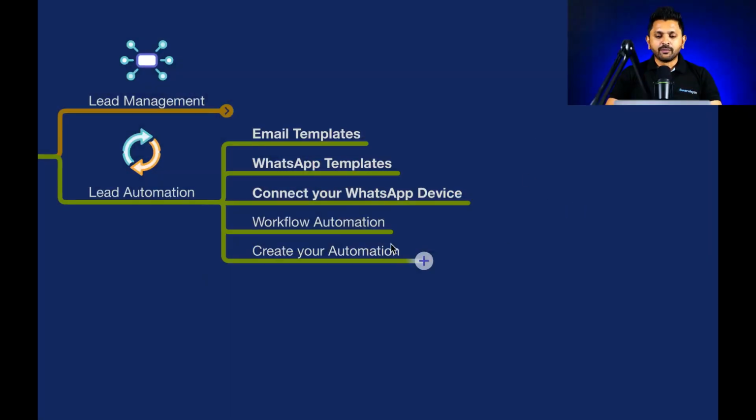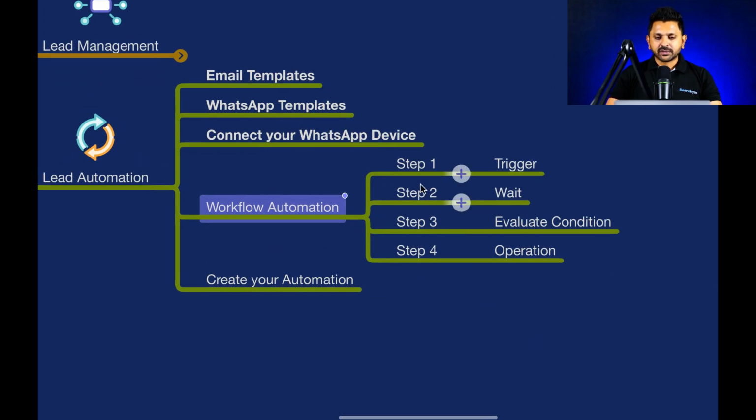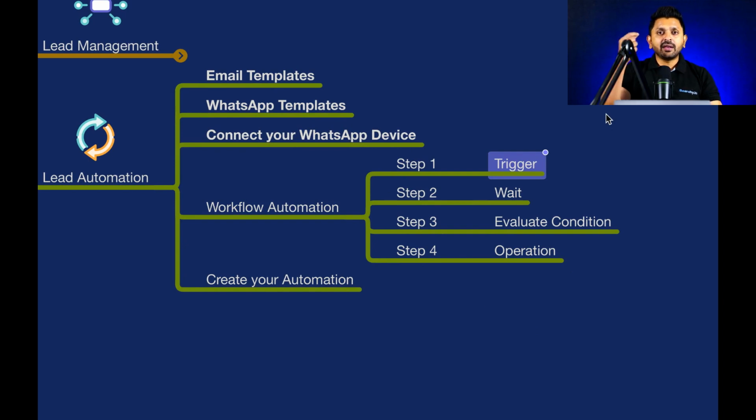So without taking further time, let's go into my mind map and check out what are the most important things that you need to know in a workflow. So there are 4 steps. You can know about trigger. So trigger is nothing but you will tell when you want to do an action. Trigger is whenever this happens, I want you to do this. So whenever it happens is the trigger.